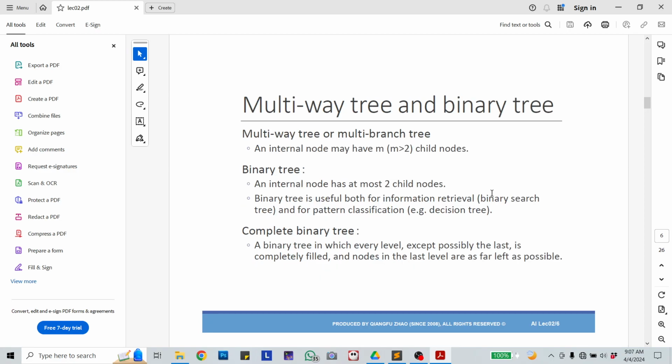Then we have the multi-way tree and the binary tree. Multi-way definitely means, in terms of branches, more than two. If it's just two, then it means it's just binary. But if it's more than two, then we say multi-way. Okay.